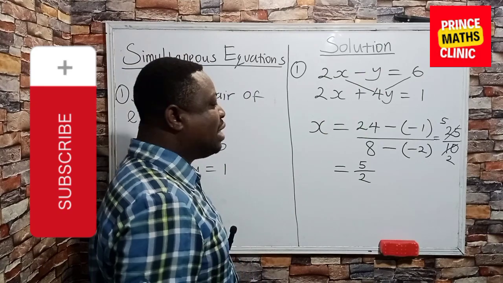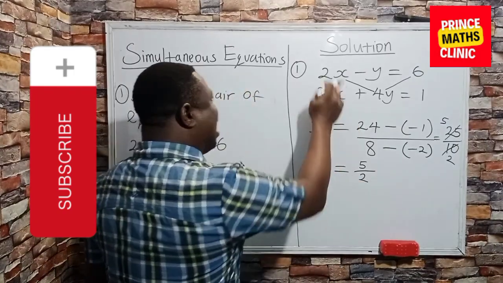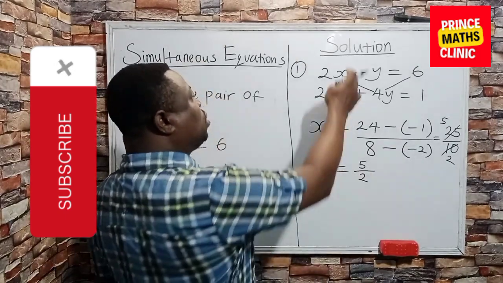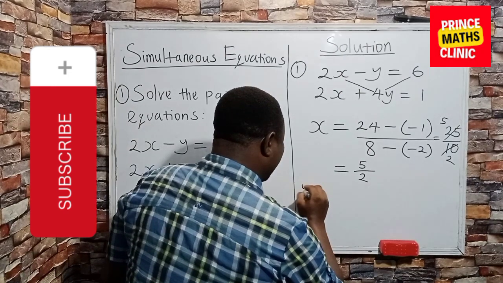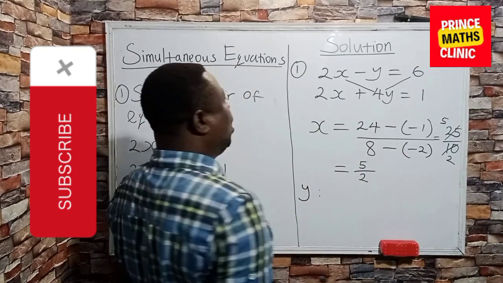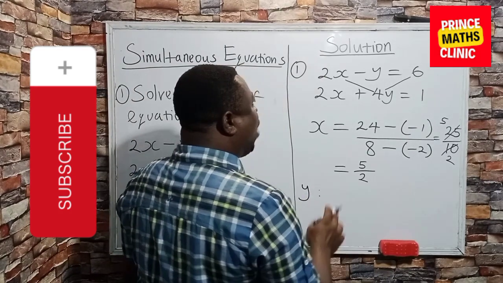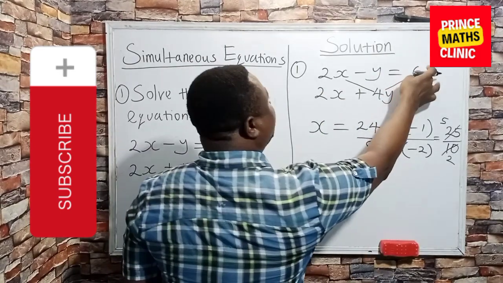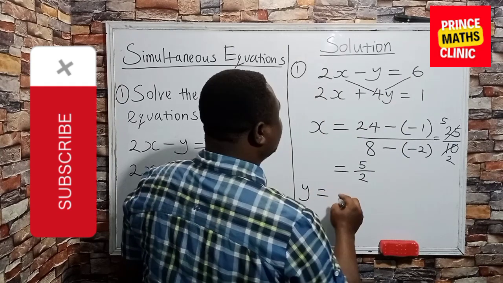So to obtain y is very simple. Just put the value for x in any of the equations you prefer. So I'll prefer to use equation 1. So to get my y, all I need to do is, if I move y here, it becomes positive, right? And if I move 6 here, it becomes negative. So my y will become what?